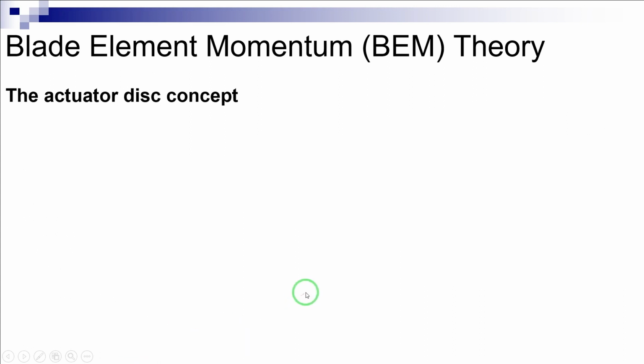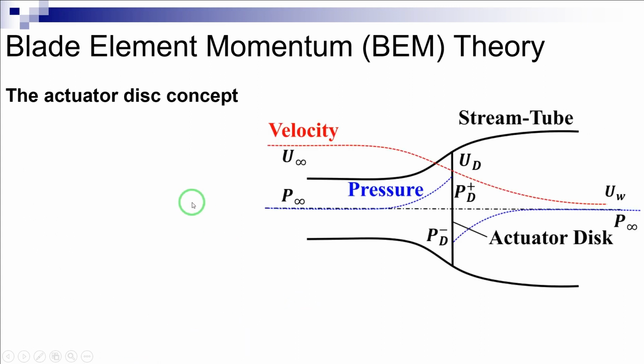The actuator disk concept. Here, the process of wind energy extraction by a wind turbine is explained using an actuator disk, as shown here in this figure. The actuator disk here represents the rotor plane area. As mentioned earlier, the stream tube cross-sectional area is smaller than the disk area over the upstream region of the disk, while over the downstream region, the stream tube cross-sectional area is larger. This change in the stream tube cross-sectional area stems from the fact that the mass flow rate remains the same everywhere.